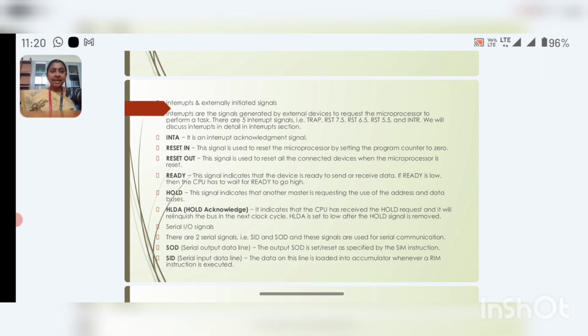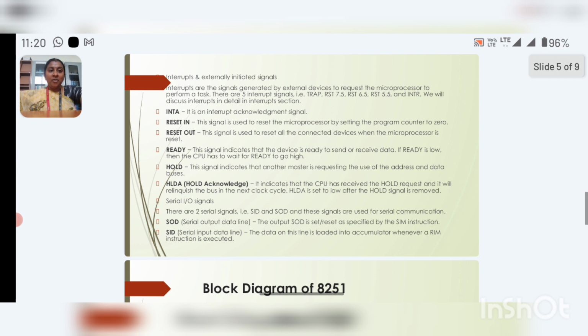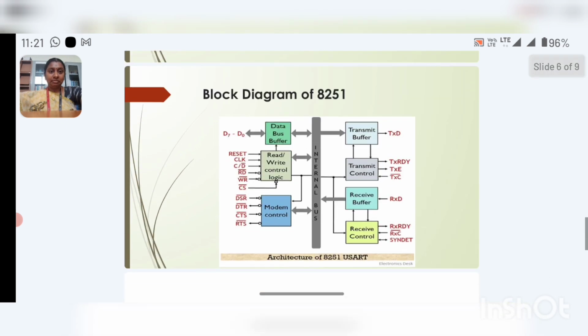Interrupts and the externally initiated signals. That is, for interrupts: INTA, reset in, reset out, ready, hold, HLDA. These are mainly used for interrupt signals and serial IO signals. There are two serial signals, that is serial input data and serial output data, where output data SOD is set or reset as specified by the SIM instruction, that is set interrupt mask. Next, SID, that is the serial input data line. Here the data is loaded to the accumulator whenever a RIM instruction is executed, that is read interrupt mask.